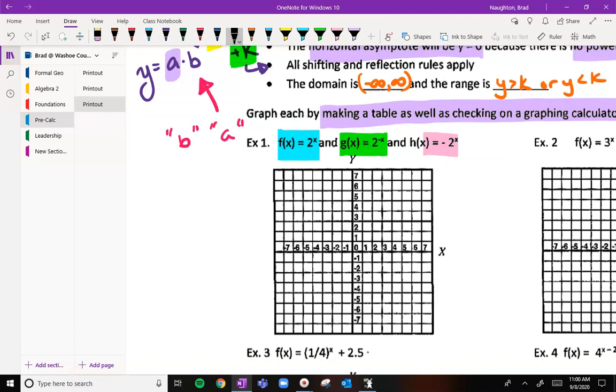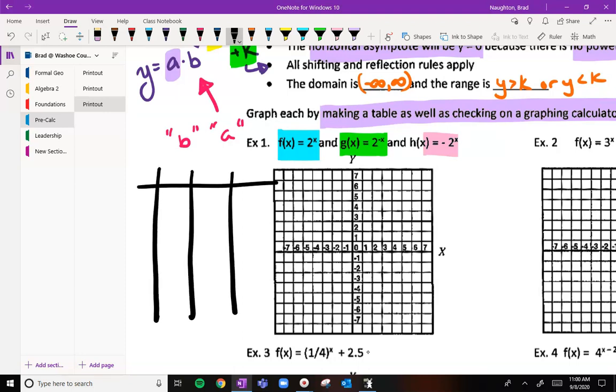So I'm going to make my table, and to make this short and sweet, these are always going to be my x's, and then we'll do -3, -2, -1, 0, 1, 2, and 3. And then to match up my colors, this will be my 2 to the x, this will be my 2 to the negative x, and then this will be my -2 to the x. Okay? So, ladies and gentlemen, let's jump into 2 to the x.